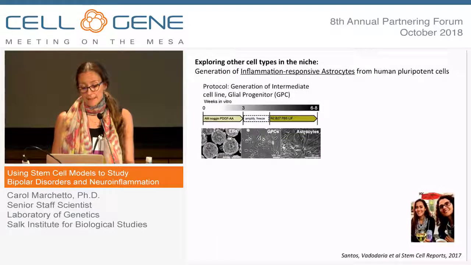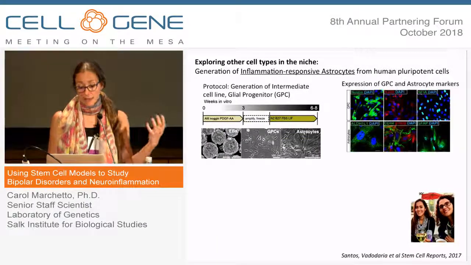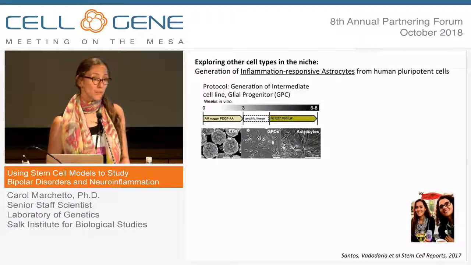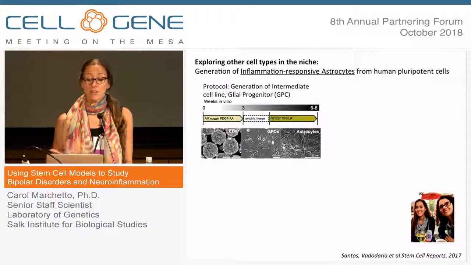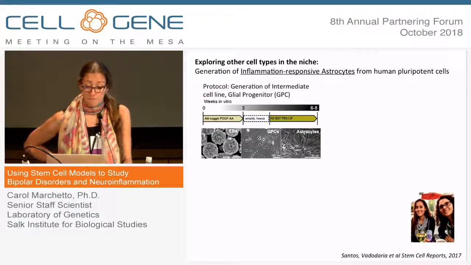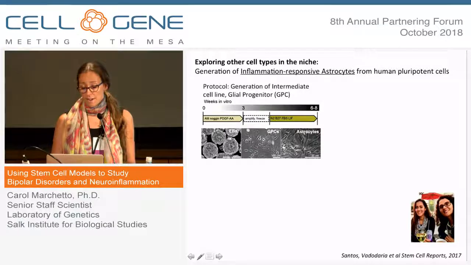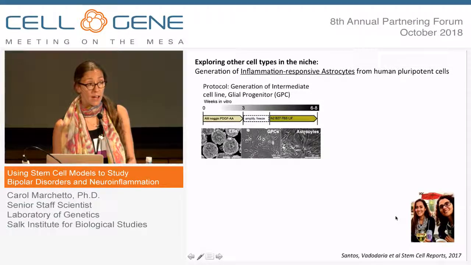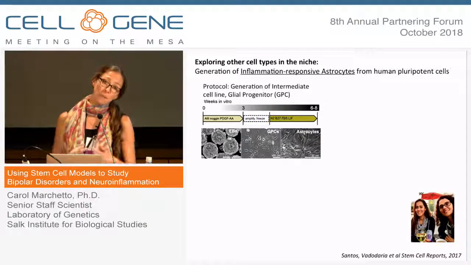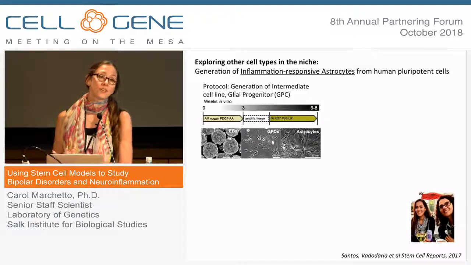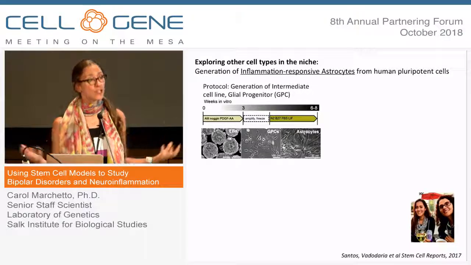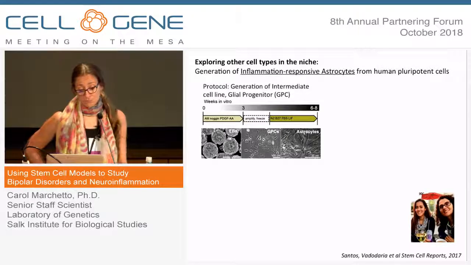So we started by developing a protocol in our lab with the idea to make inflammation-responsive astrocytes from human pluripotent stem cells. At first, this protocol was derived by Renata Santos and Krishna Vadodara in the lab. And the idea was to create a glial progenitor population that we can expand, and then freeze and differentiate into astrocytes.